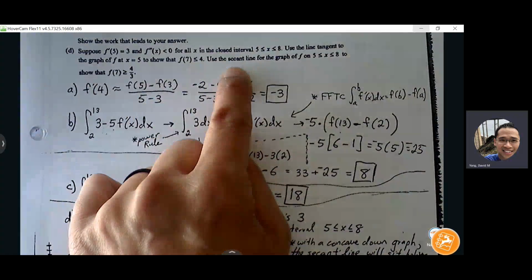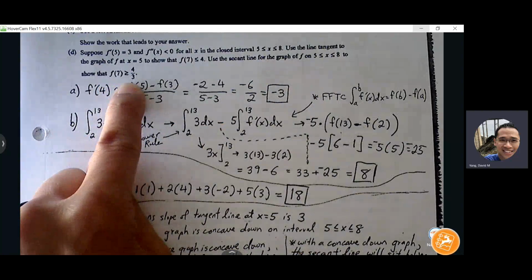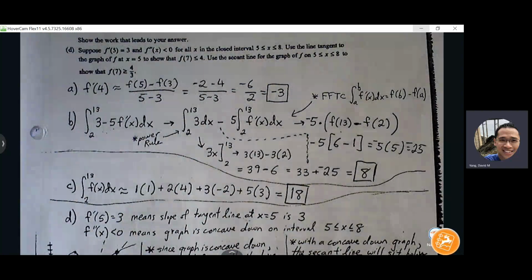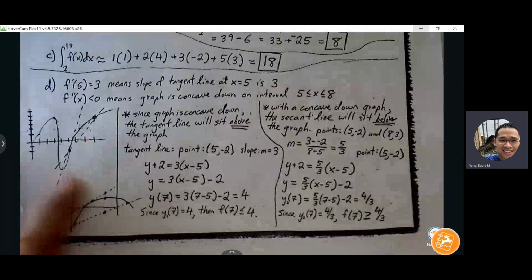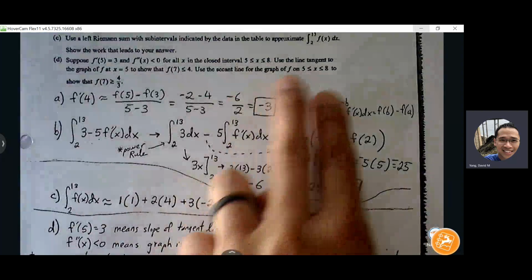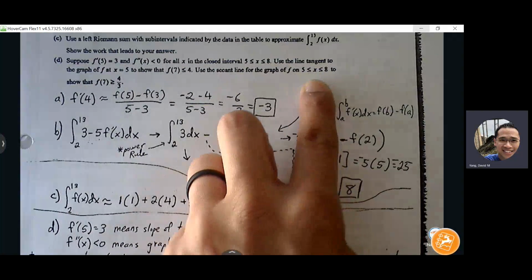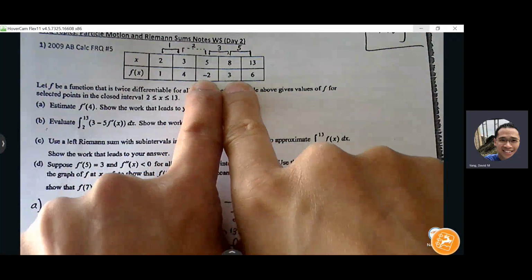Moving on here, it says use the secant line to show that f of 7 is greater than or equal to 4/3. Well, if I can show that the secant line has a y value of 4/3, then I can guarantee, even though I don't know what the rest of the graph looks like, that my secant line is always going to sit below the actual point on the curve. So how do I get my secant line equation? I can use the ordered pairs that are provided. They tell us between 5 and 8. So those are my x values that I can use to help me find my slope.